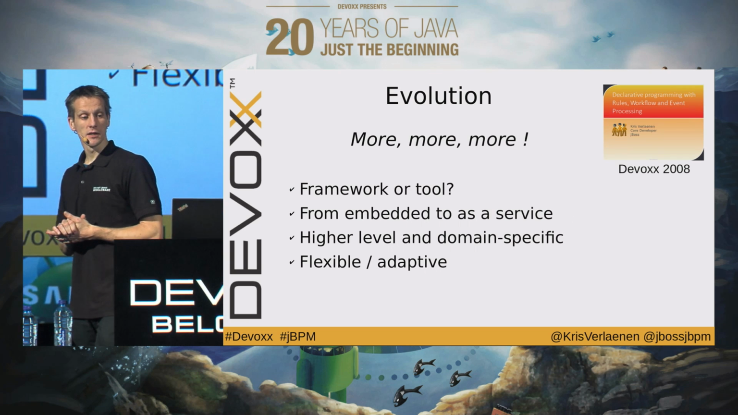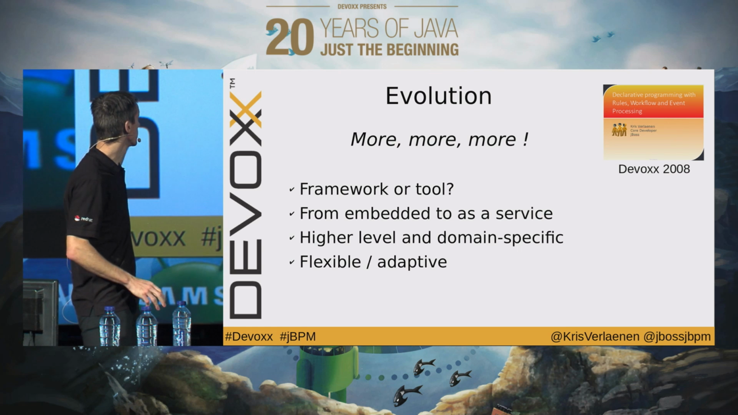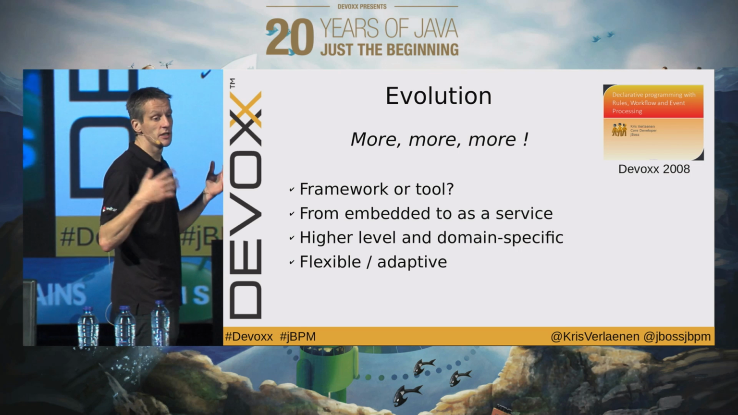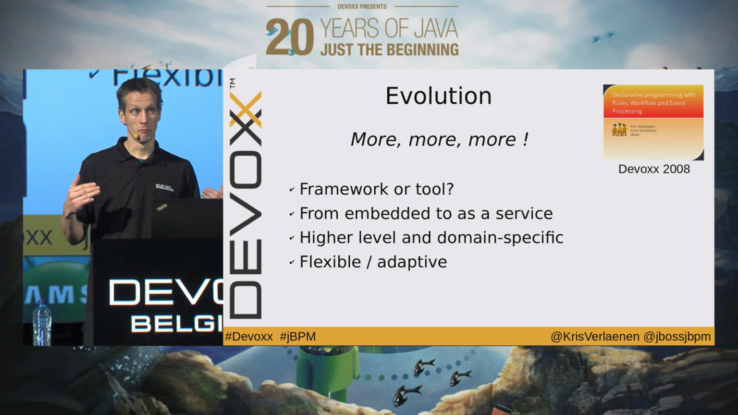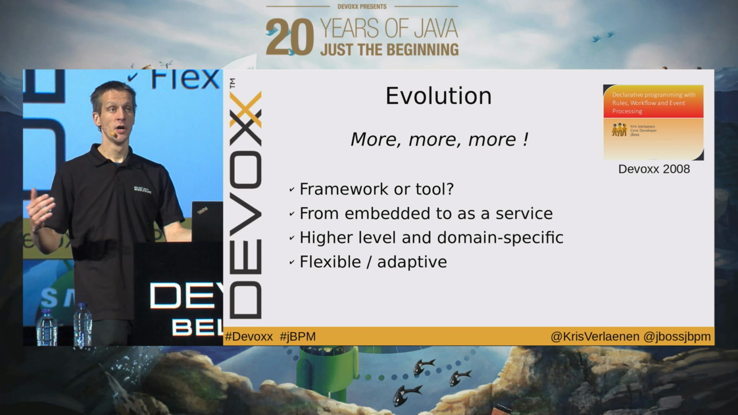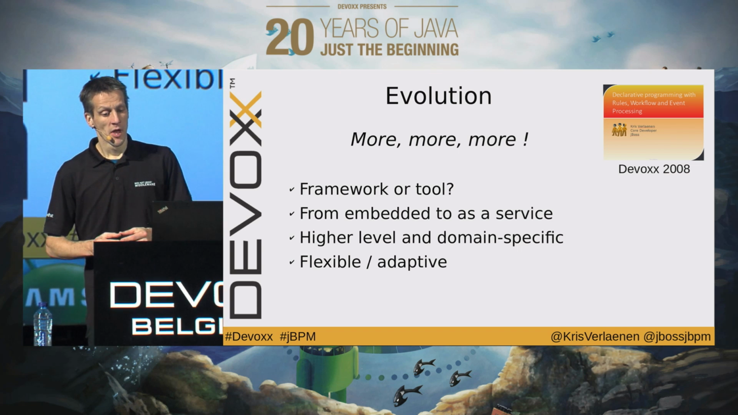And I'll zoom in on four things where I believe we've evolved. And actually, the evolution is all about we want to give you more. We want to give you more building blocks so it's easier for you to do whatever you need to do.